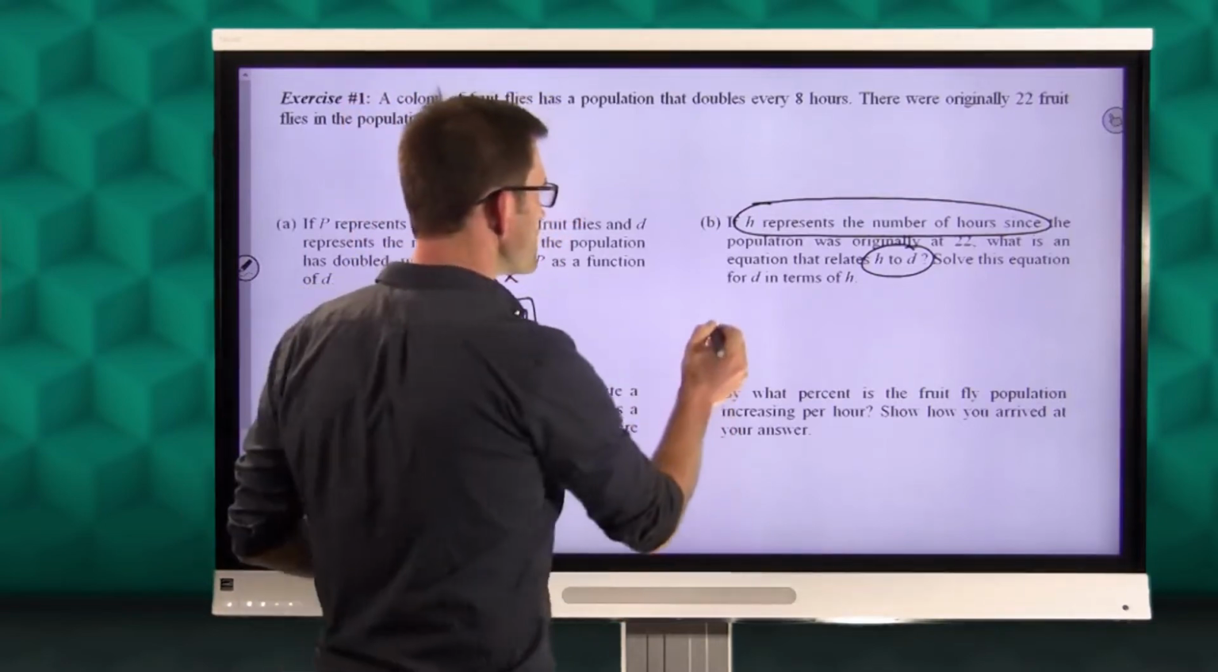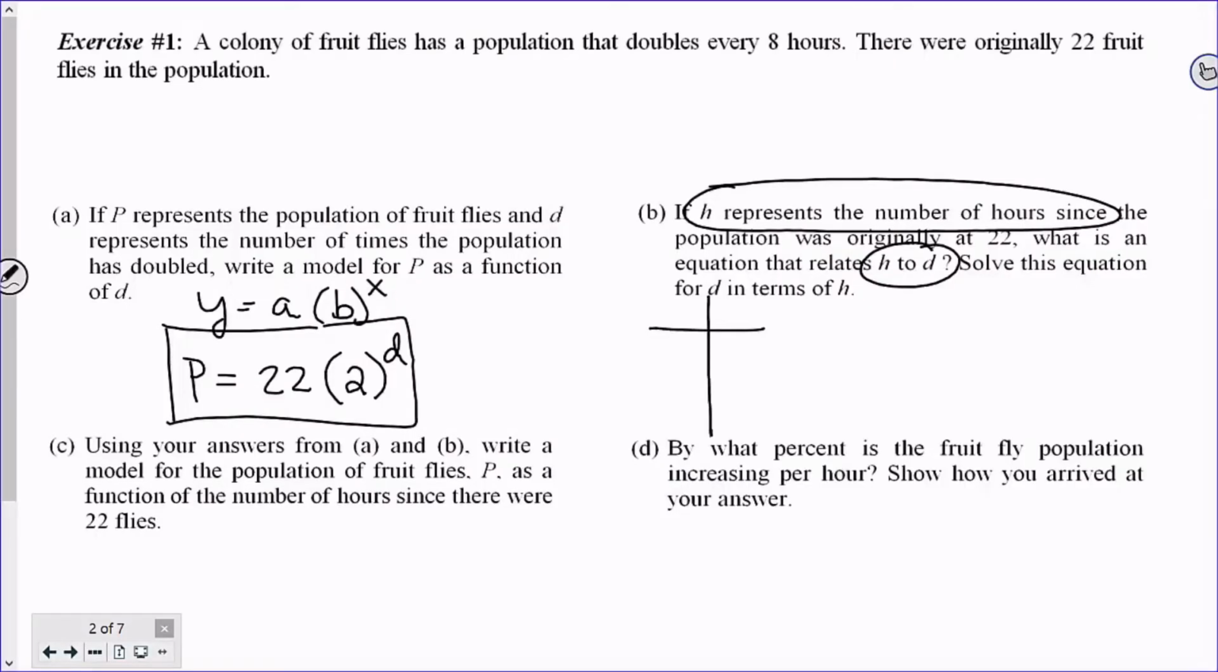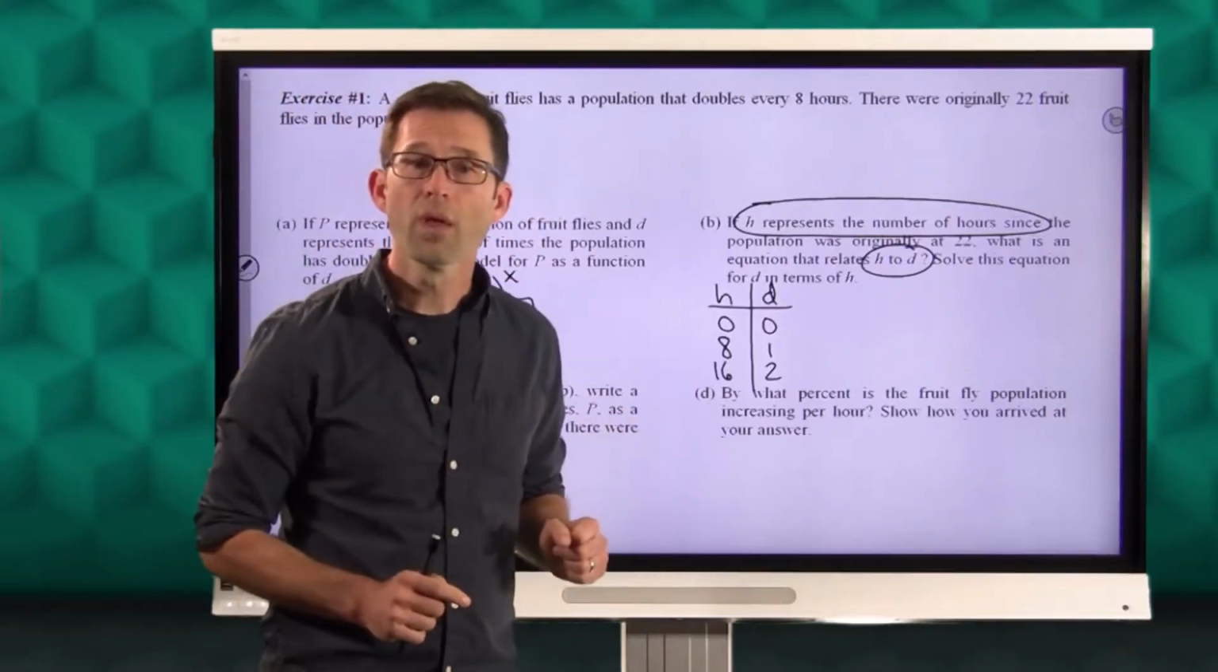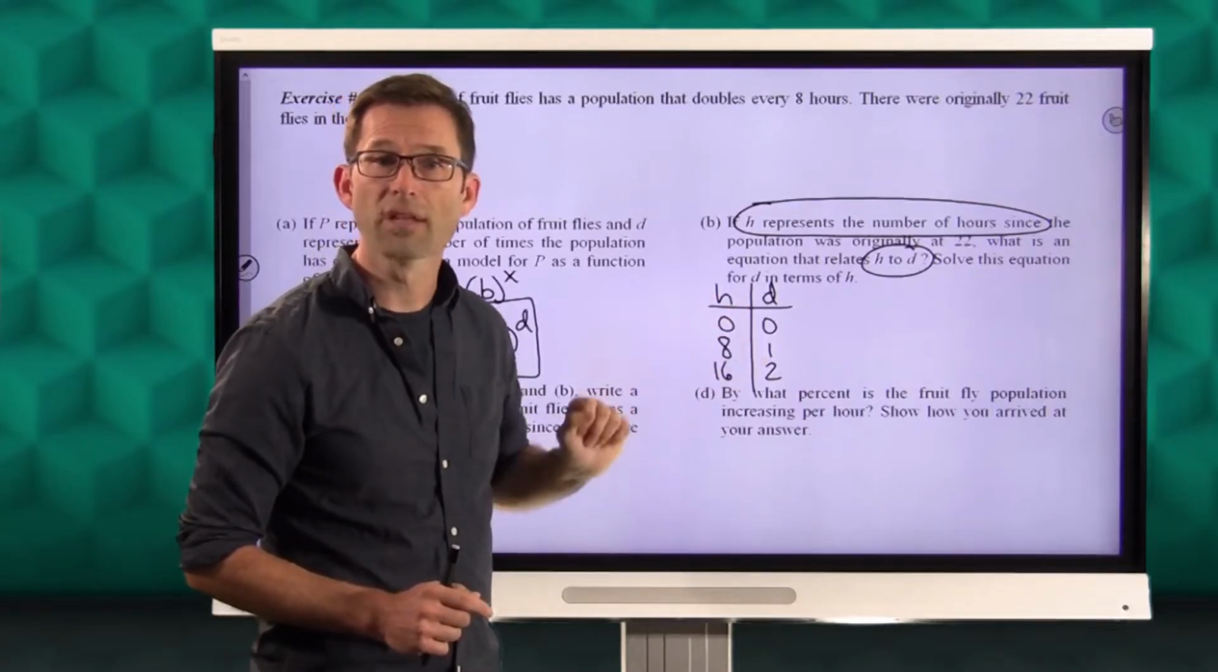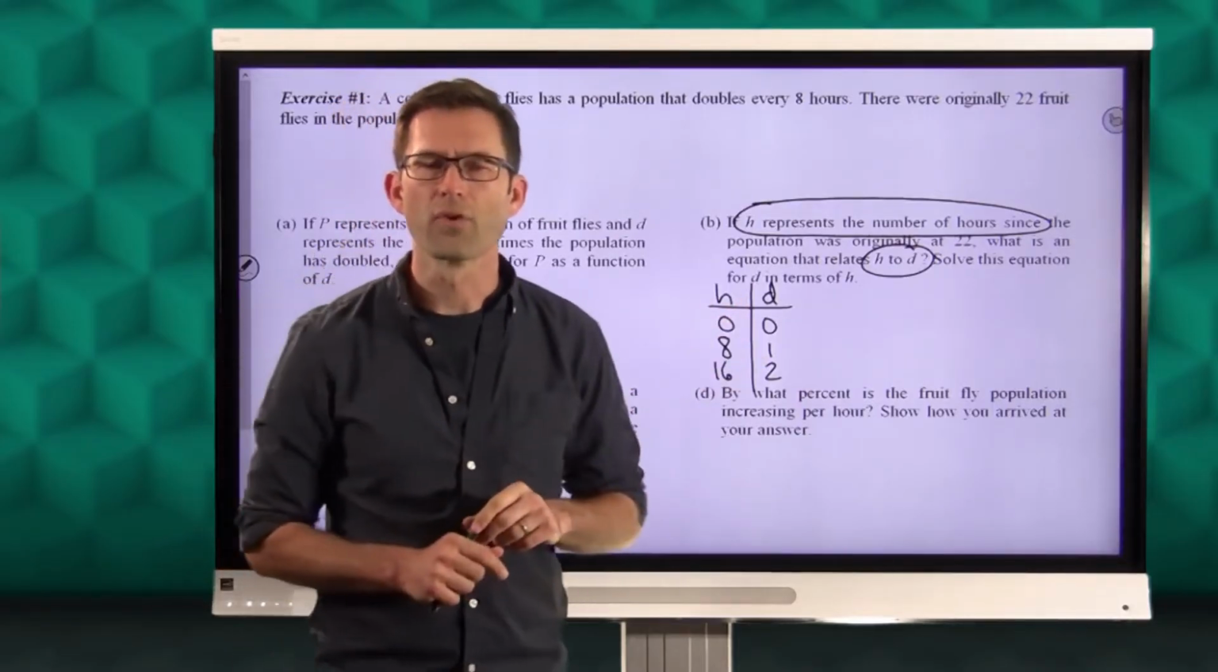Now think about this for a second. We could draw a little table to think about this. For h, if 0 hours have gone by, there have been 0 doubles. After 8 hours, there's 1 double. After 16 hours, there's 2 doubles, etc. So what's an equation that relates the number of hours that have passed to how many times it's doubled? Think about that for a minute.